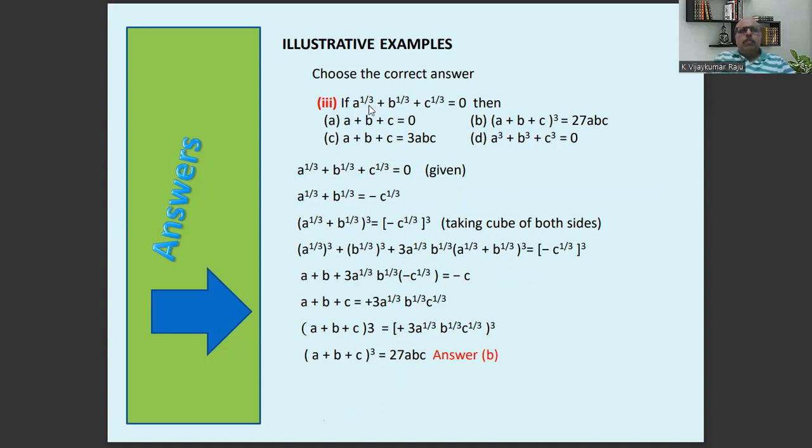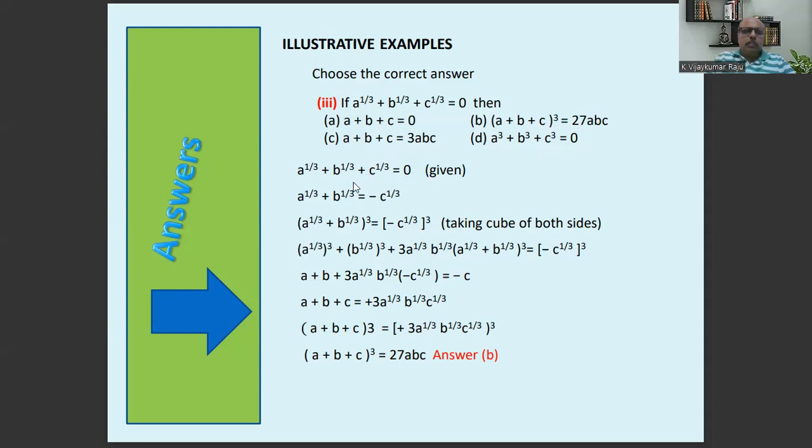If a raised to 1 by 3 plus b raised to 1 by 3 plus c raised to 1 by 3 is 0, then a plus b plus c whole cube is 27abc, or a cube plus b cube plus c cube is 3abc. Let us see what is given here: a raised to 1 by 3 plus b raised to 1 by 3 plus c raised to 1 by 3 is 0. This is given.